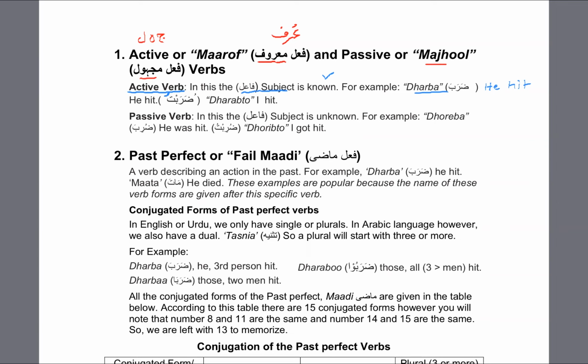But passive verb is where we don't know who did it. It was done. So in this, the subject is unknown. For example, Dureba, he was hit. Duribtu, I got hit. So in that way, I don't know who hit me, or I'm not saying who hit me, but I said I got hit. That's the passive tense.